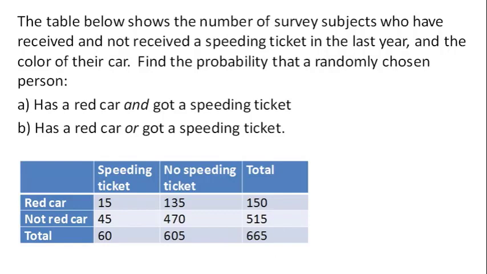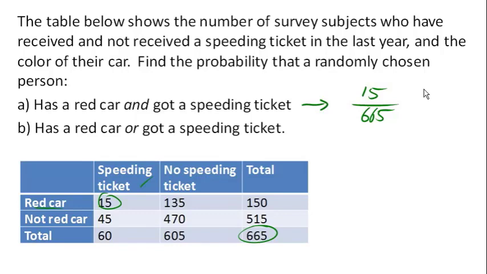So for the first question, where it says, has a red car and got a speeding ticket, how many people both had a red car and got a speeding ticket? Well, in this case, there are 15 of them. So 15 people both had a red car and got a speeding ticket, out of how many total people? Out of 665 total people. So that's the probability of having a red car and getting a speeding ticket.